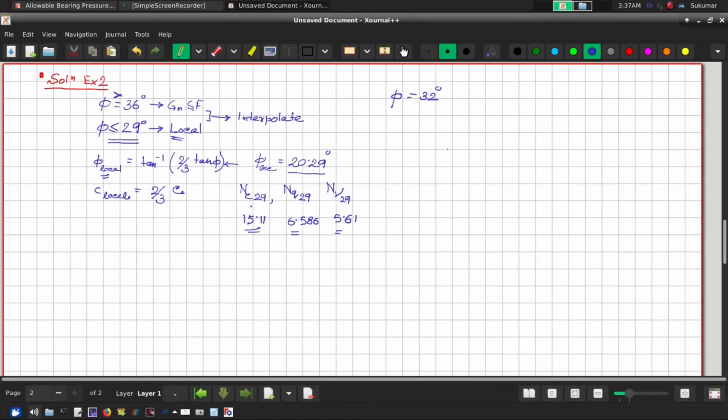Similarly, I can use phi equal to 36 degree for the general shear failure condition, and then for phi equal to 36 degree I call these factors as NC36 and NQ36 and N gamma 36, and these values are obtained from the bearing capacity factors equation, Indian standard equations, as 50.59. 50.59 is my NC for 36 degree, and NQ for 36 degree is 37.75.